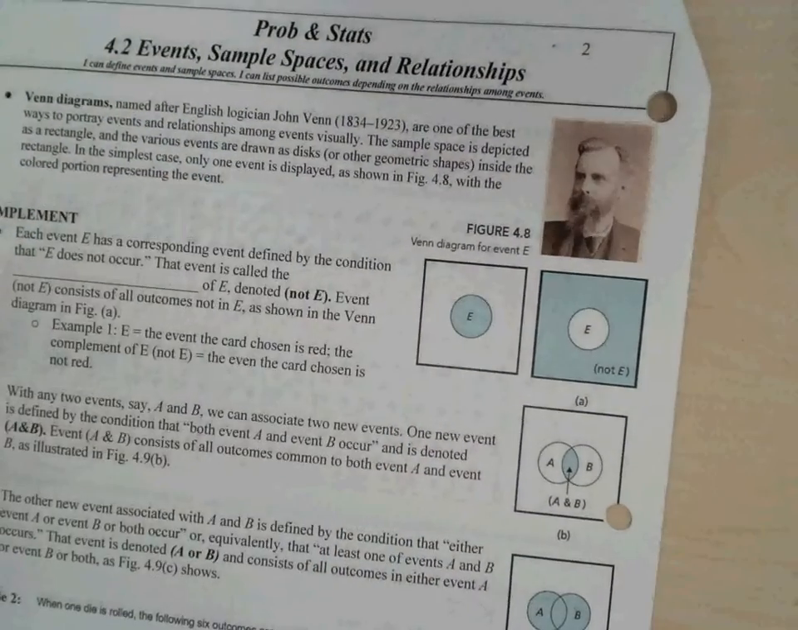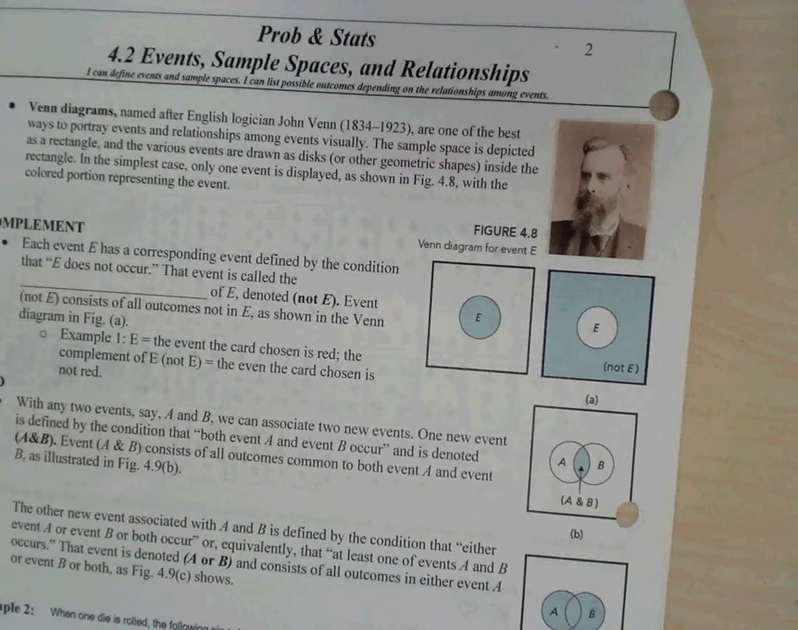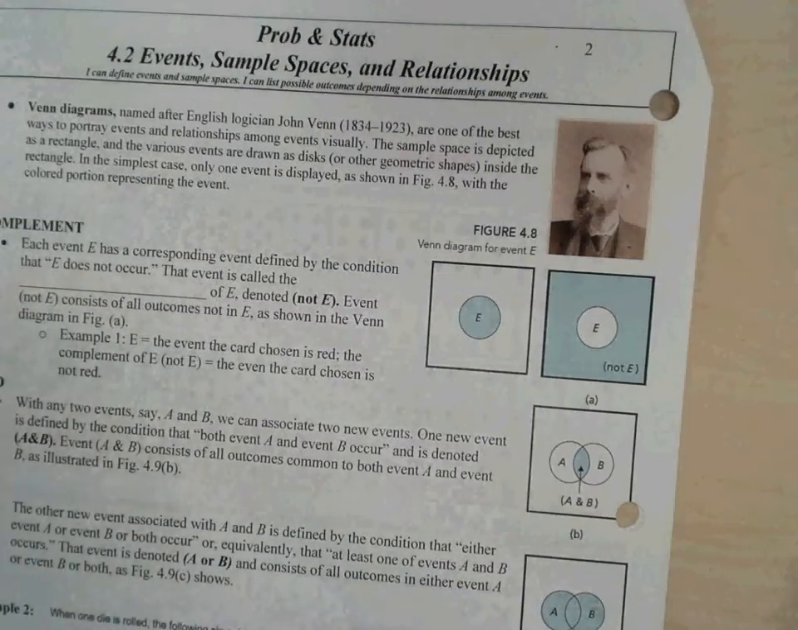Venn diagrams, named after English logician John Venn, are one of the best ways to portray events and relationships among events visually. The sample space is depicted as a rectangle, and the various events are drawn as circles or other geometric shapes inside the rectangle. In the simplest case, only one event is displayed, as shown in figure 4A, with the colored portion representing the event.